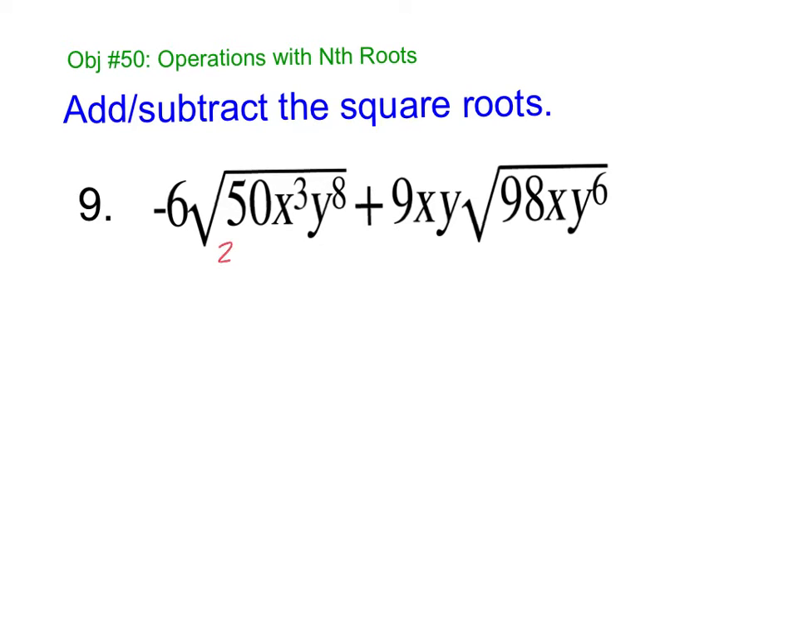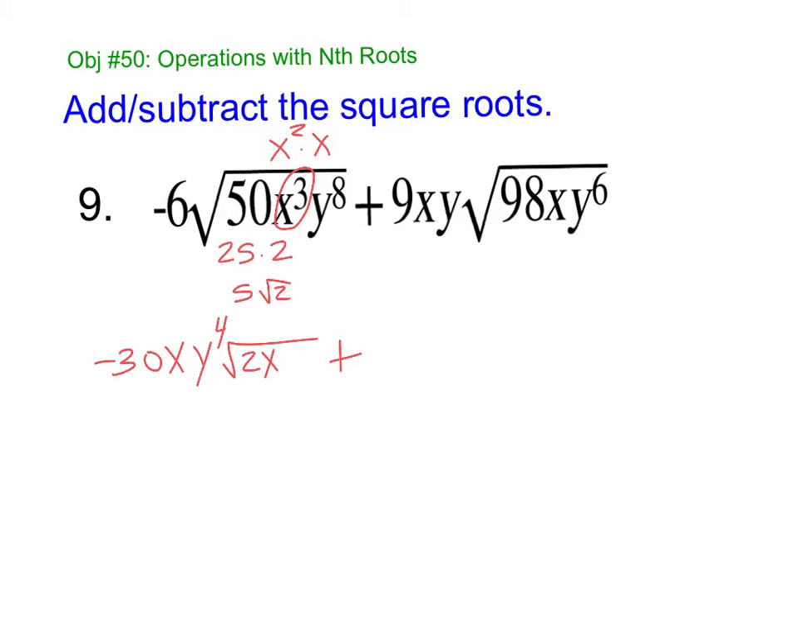So 50 is 25 times 2. So the square root of 25, we get 5 root 2. So that's negative 30 on the outside, a 2 on the inside. And then x cubed, right? x cubed, that's x squared times x. So we get 1x on the outside, 1x on the inside. And y to the 8th is even, so it's just y to the 4th.